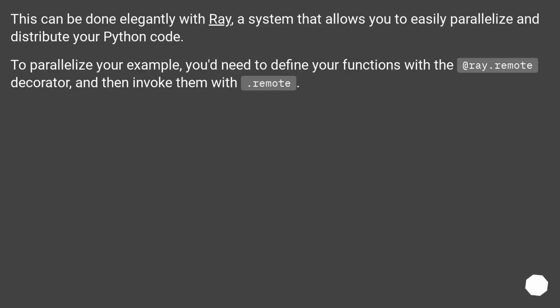This can be done elegantly with Ray, a system that allows you to easily parallelize and distribute your Python code. To parallelize your example, you'd need to define your functions with the @ray.remote decorator, and then invoke them with .remote.